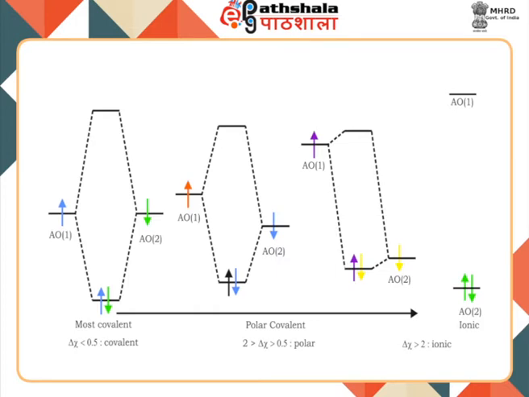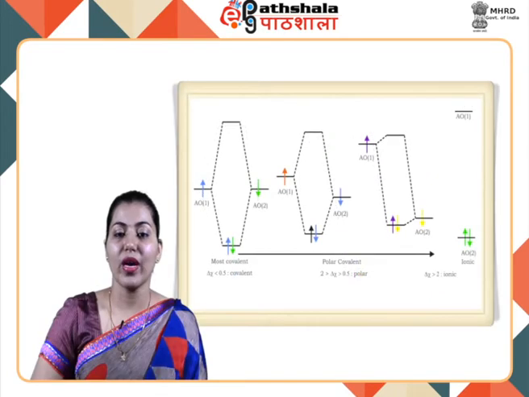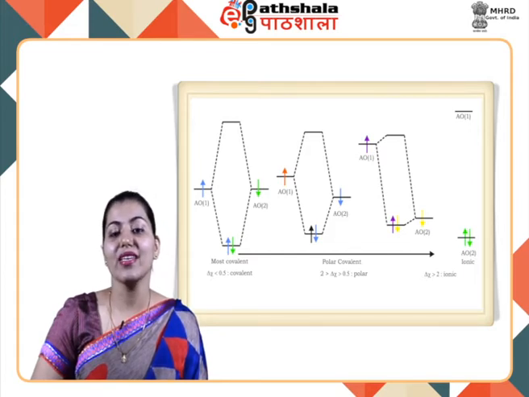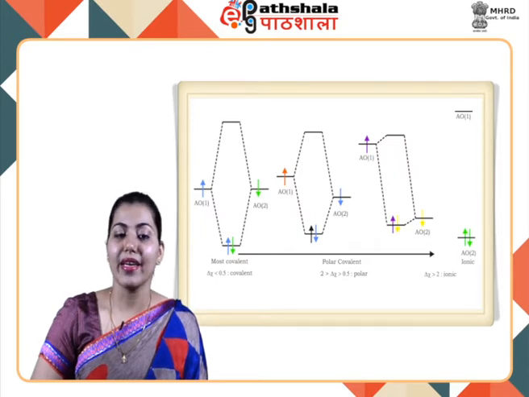will be formed. From figure 1, it can be seen that when the difference in electronegativity is less than 0.5, the bond is mostly covalent. Polarity takes place when the delta chi value is between 0.5 and 2, which is considered a polar covalent bond. But when the value of delta chi increases beyond 2, the bond becomes totally ionic in nature.